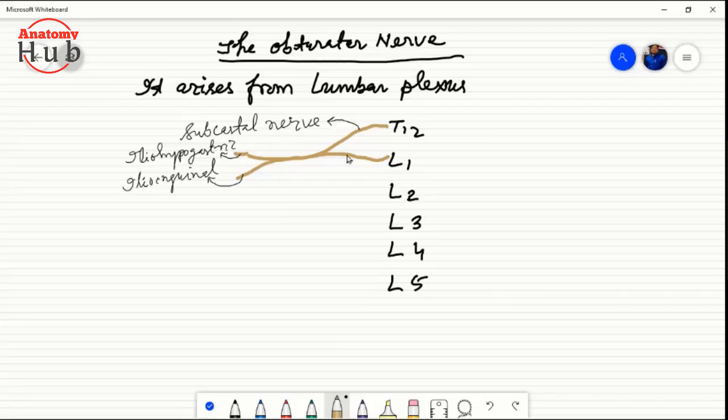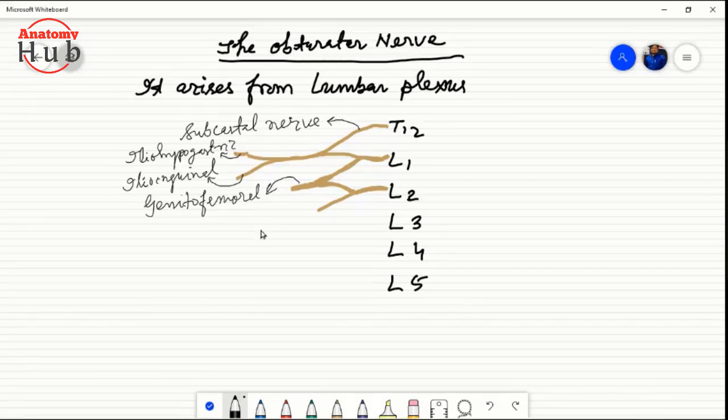Now come to the L2 spinal nerve, so draw the L2. From the L2 one spinal nerve arises, and from the L1 another spinal nerve arises. They mix with each other. From the L1 spinal nerve rootlet and the L2 spinal nerve rootlets, you will find another nerve. This nerve is known as your genitofemoral nerve.